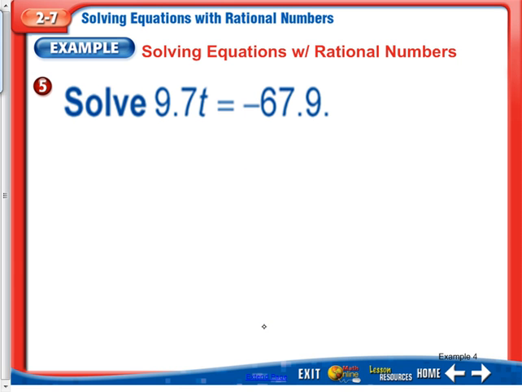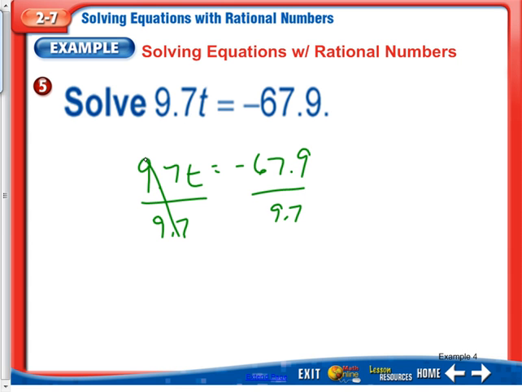All right, so now we'll copy this down. Actually, you won't need to. You could say 9.7t equals negative 67.9. All right, divide by the coefficient here. We can just divide by the coefficient right away because it's not a fraction. So 9.7.